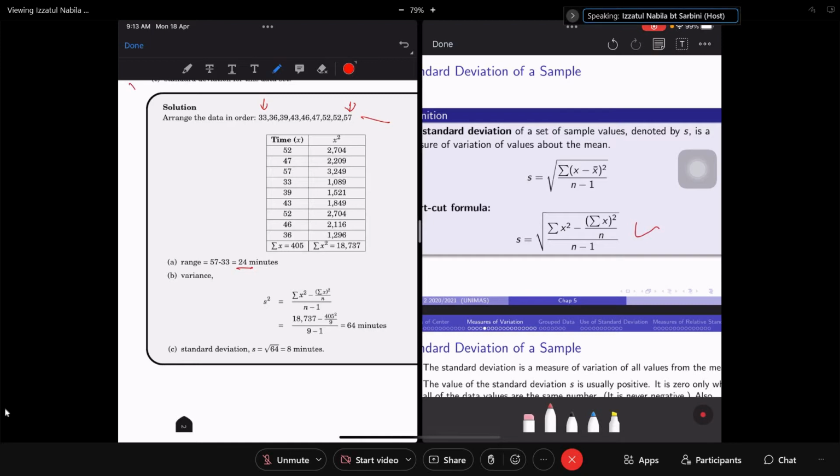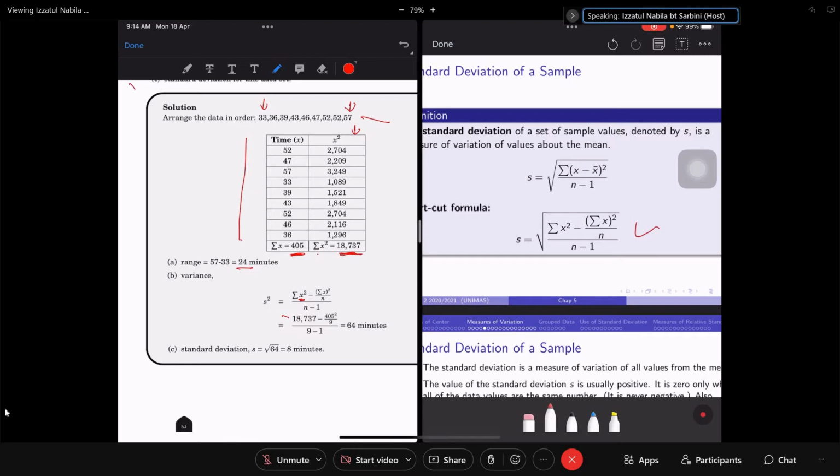So you know that you need x squared, right? So it will be easier, it'll be appropriate for you to include another column of x squared, because later on you need to sum all the x squared and you're going to use this value in the formula. All right, and you need to calculate the summation of x as well, because you need to use this in the formula. So once you have this table here, you just take all the values and substitute into the formula. So summation of x squared will be 18,737 minus summation of x squared.